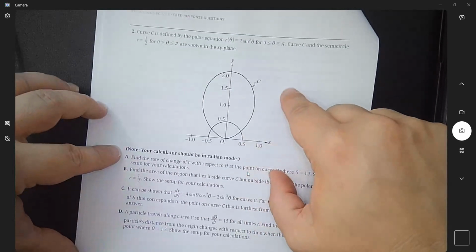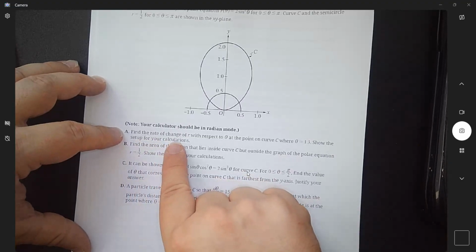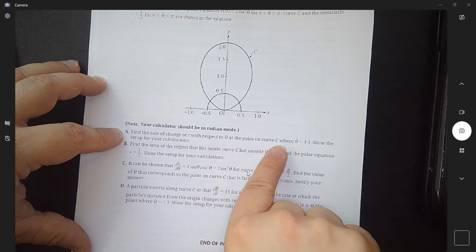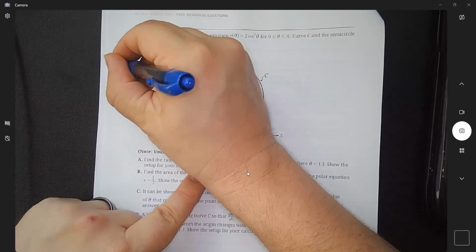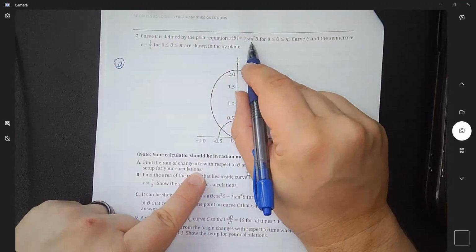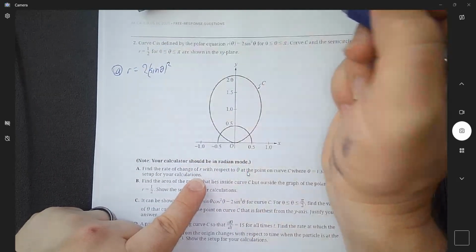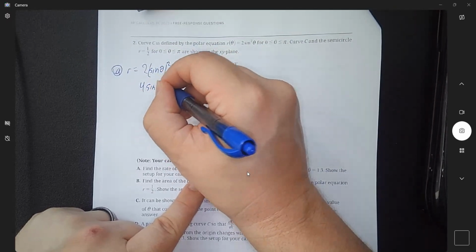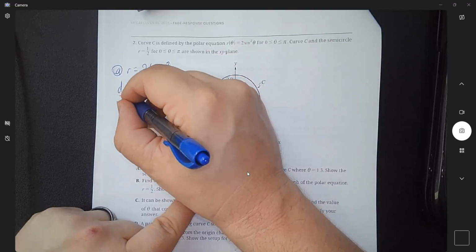Your calculator should be in radian mode. Thank you for telling me that. Find the rate of change of r with respect to theta at the point on curve C where theta equals 1.3. The rate of change of r with respect to theta is just the derivative of this. If r is 2 sine theta squared, then we bring down the power, 4, the inside stays the same, sine, and then we multiply by the derivative of the inside, cosine. So dr d theta is that.